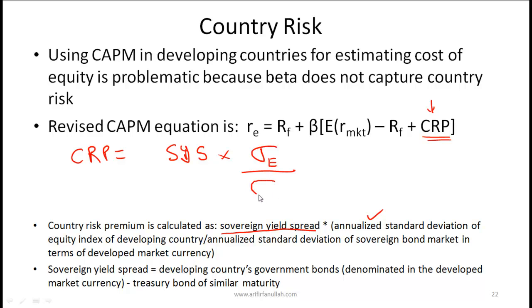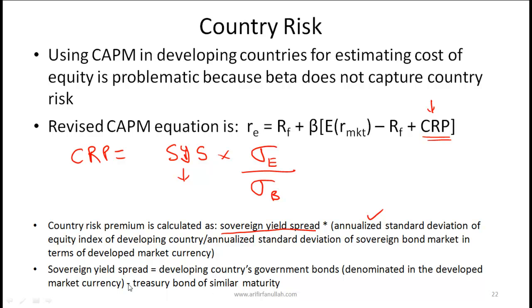So then this is divided by the sigma b. You can think of this as the bonds that the Pakistani government has issued either in euro or in dollars, and we look at the standard deviation of those bonds. The sovereign yield spread is equal to the developing country's government bonds denominated in the developed market currency. So, again, Pakistani bonds, issued by the government of Pakistan, which are denominated in dollars, minus US treasury bonds of the same maturity.